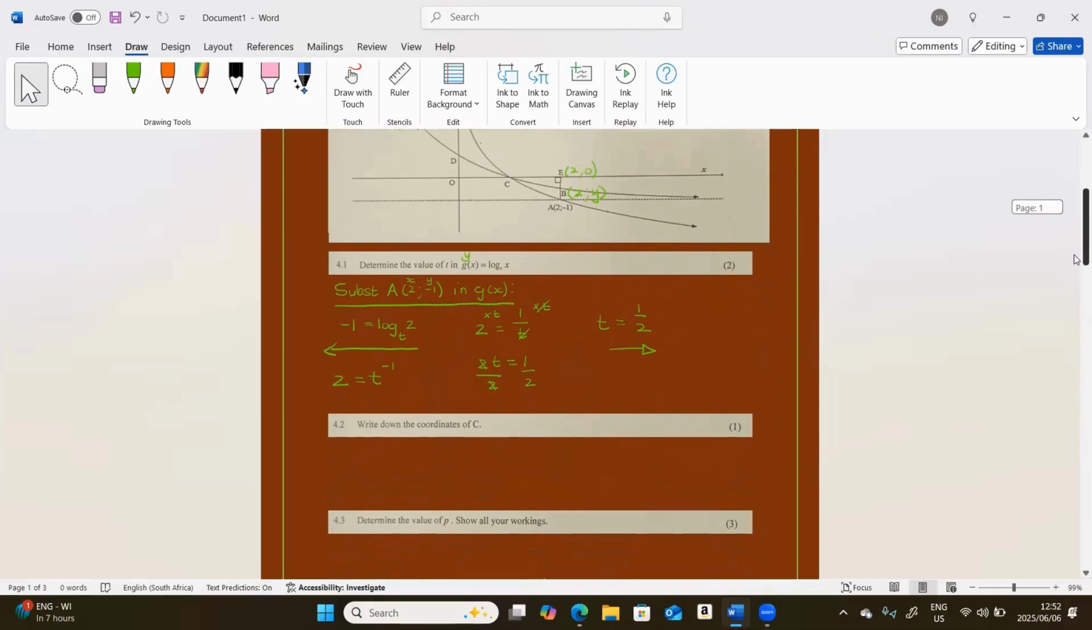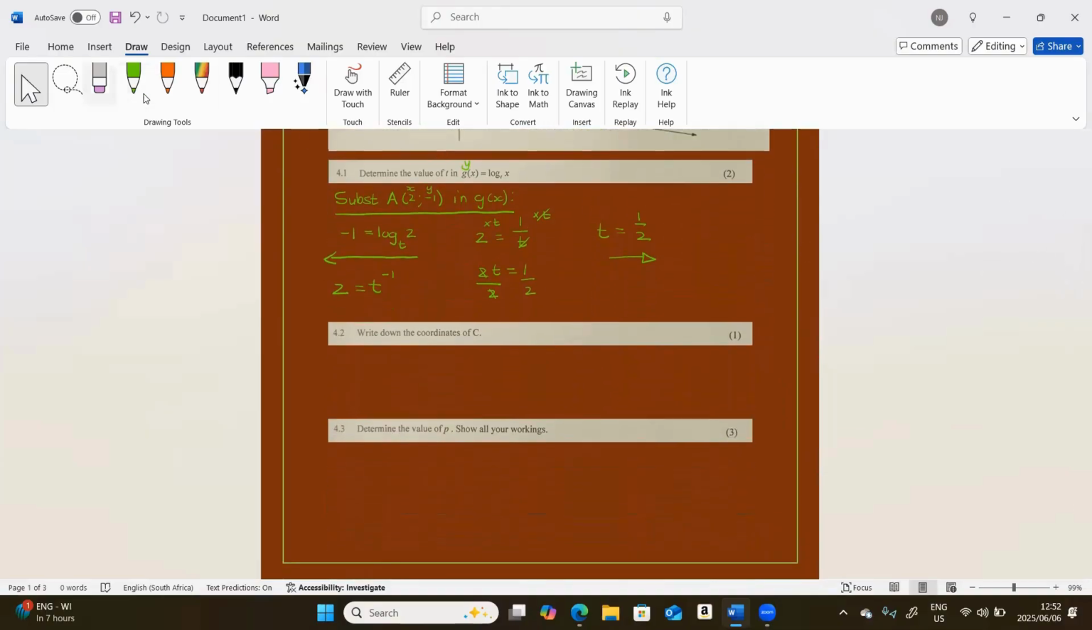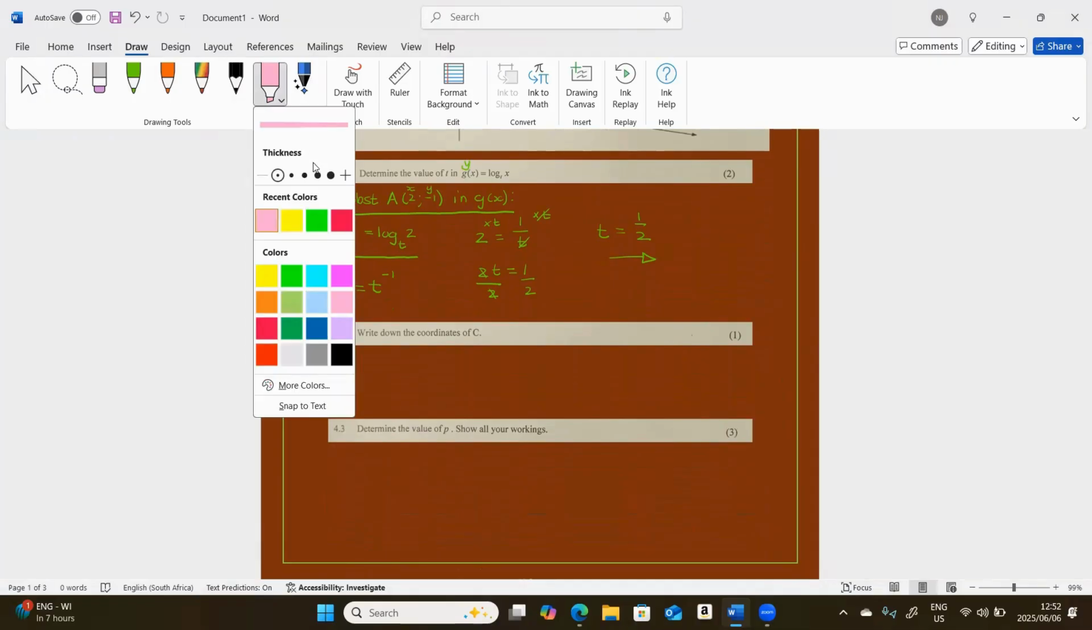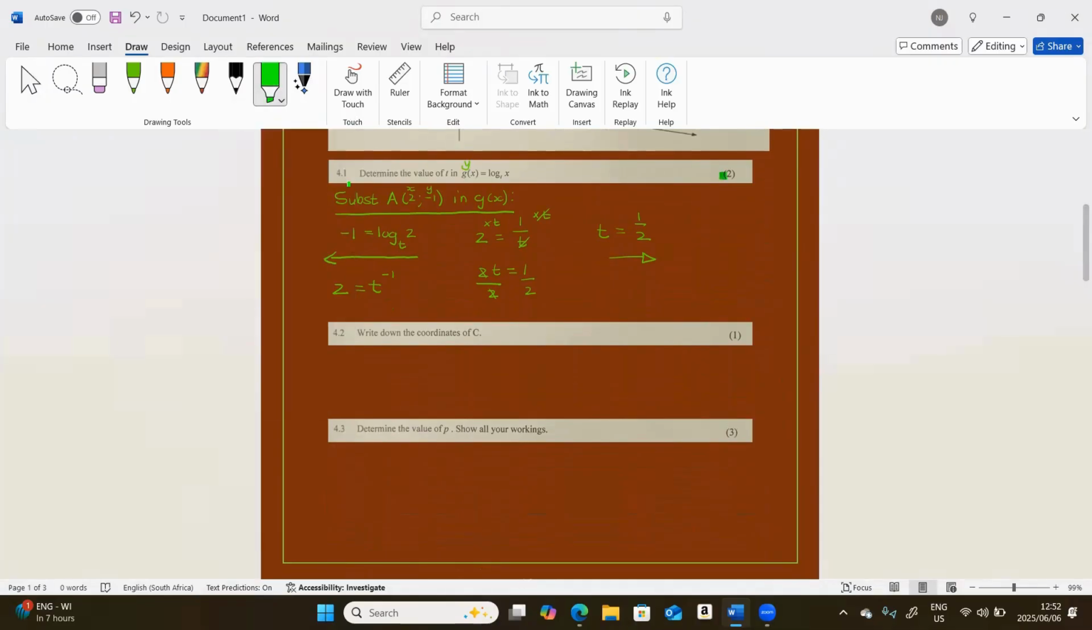Okay, so that was 4.1, guys, and it wasn't a difficult question. Substituting points, we teach you that from grade 10 already. Now let's move on to 4.2. At 4.2, they say write down the coordinates of C. Okay, so I just told you that, right? C is the x-intercept of both graphs.